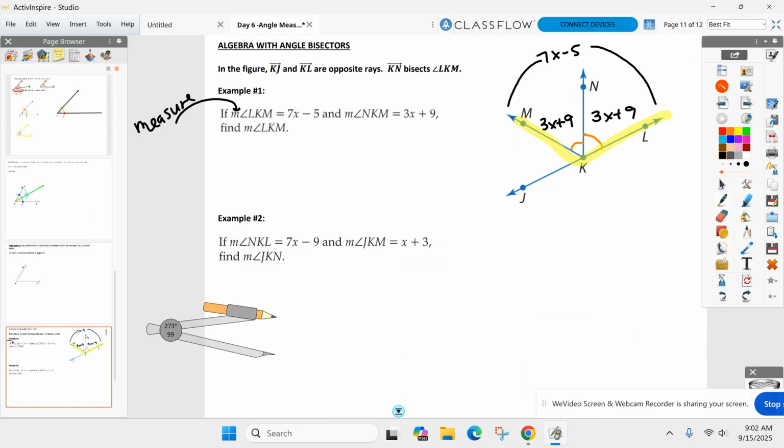What do we have? Whoa, don't show off. Stay one at a time. Don't combine anything for me. Yeah, go ahead. 3x plus 9 plus 3x plus 9 equals 7x minus 5. There you go. Thank you.